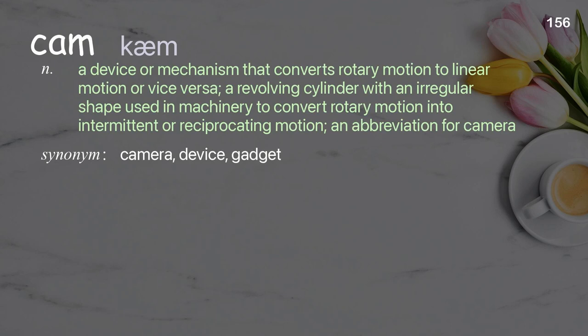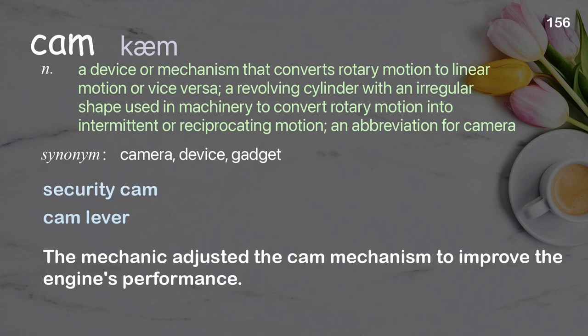CAM. A device or mechanism that converts rotary motion to linear motion or vice versa. A revolving cylinder with an irregular shape used in machinery to convert rotary motion into intermittent or reciprocating motion. An abbreviation for camera. Examples: security cam, cam lever. The mechanic adjusted the cam mechanism to improve the engine's performance.